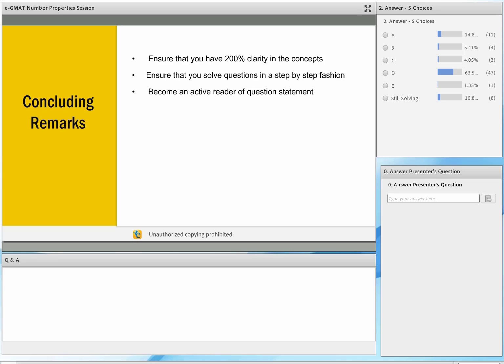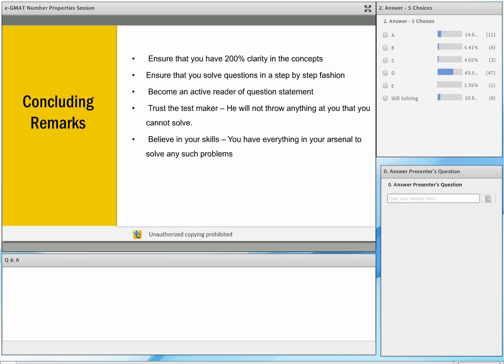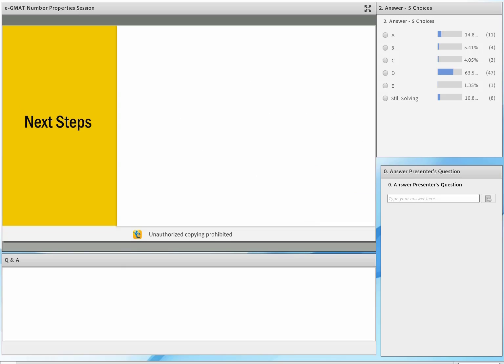In DS questions especially, you need to spend a lot of time on the question statement and you need to simplify it extensively before you even approach the individual statements. Trust the test maker. He's not going to throw anything at you that you cannot handle. And finally, trust yourself. If you're preparing for quant in the right manner, you have everything in your arsenal to solve any of the problems that are posed.